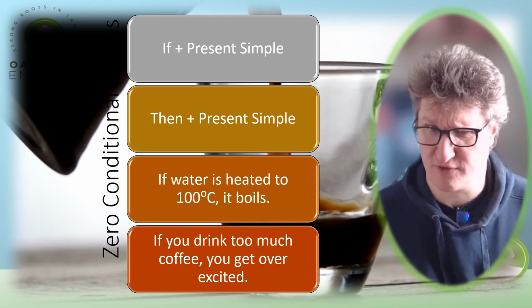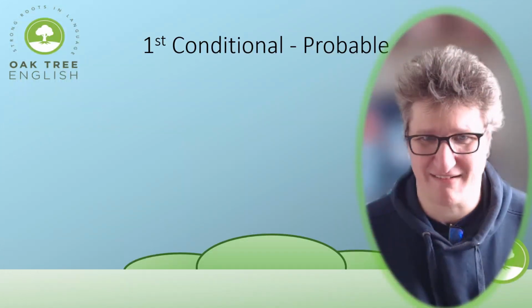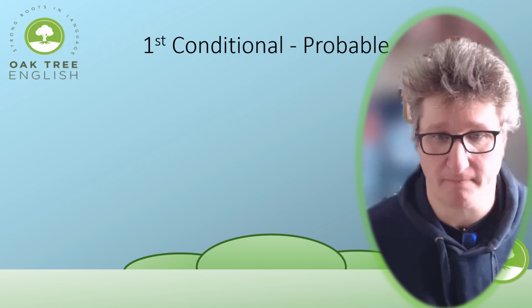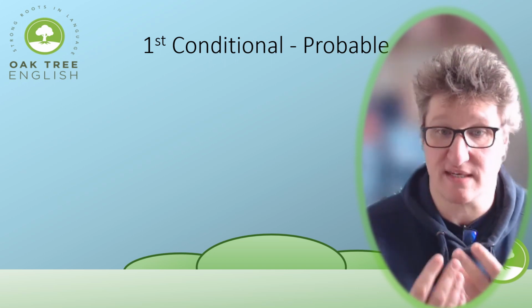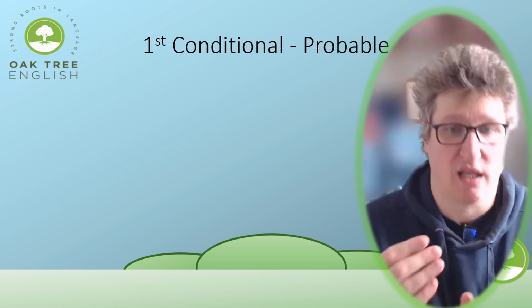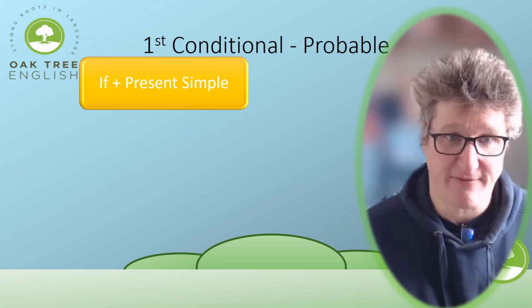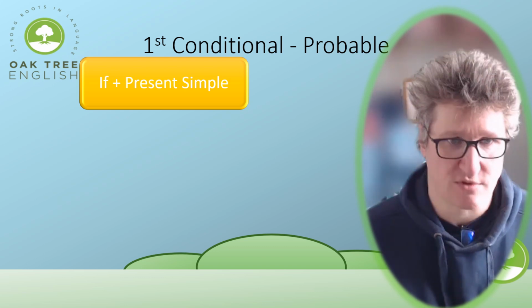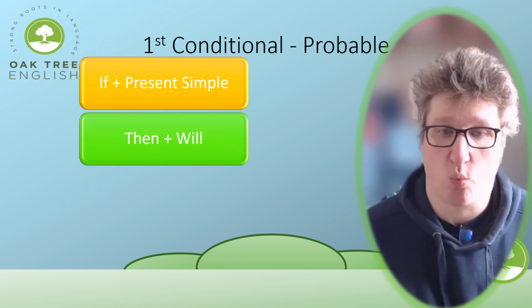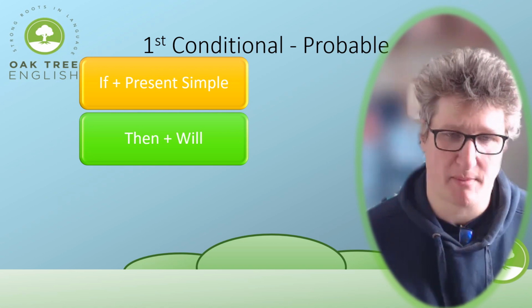Well, sadly, you want to go to the first conditional. Well, all right then. Here is the first conditional. We use the first conditional for something that is probable. So something that is not definitely always going to happen, it's likely to happen. So we use this using if plus the present simple, same formulation, plus then plus will. We use this to express a probable outcome.